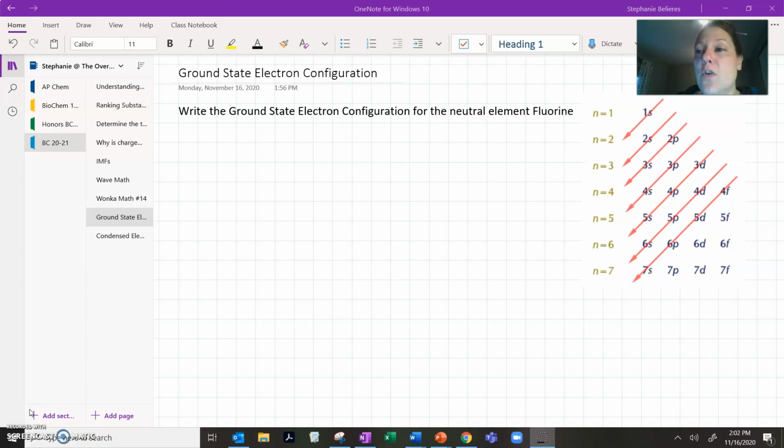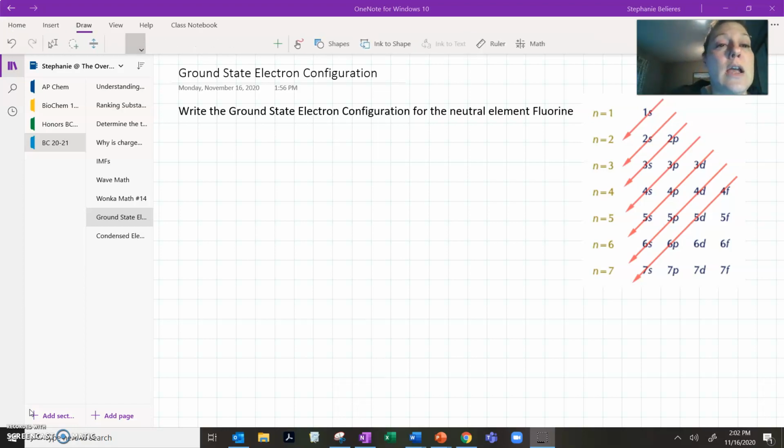But we're going to just focus on a plain run-of-the-mill ground state electron configuration, in this case for the element fluorine. Now, important to note that this is just a neutral element, fluorine. So the amount of electrons we're going to place in the electron configuration will be equal to its atomic number, which is 9. Right, so I'm placing 9 electrons.